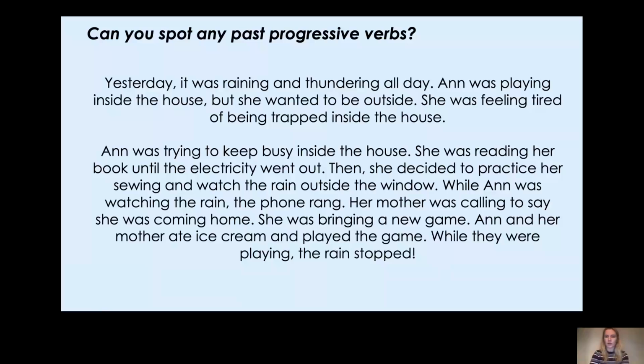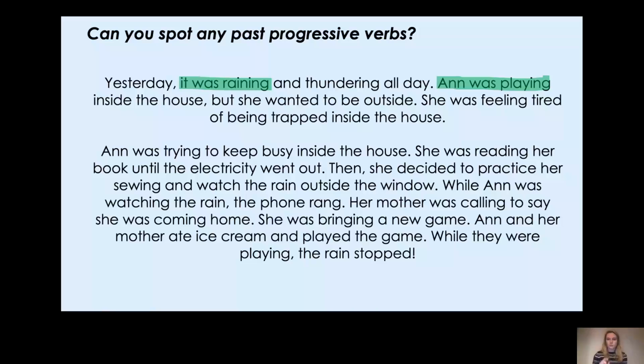Yesterday it was raining and thundering all day. The phone was ringing. It was raining. There we go. There's our first one in the past progressive tense. Okay, yesterday it was raining and thundering, so it was thundering. That's also in the past progressive. Okay, Anne was playing inside the house. Anne was playing. There we go. There's another one. Anne was playing. She was playing for a long time because she was stuck in the house all day. Anne was playing inside the house, but she wanted to be outside. She was feeling tired of being trapped inside the house.